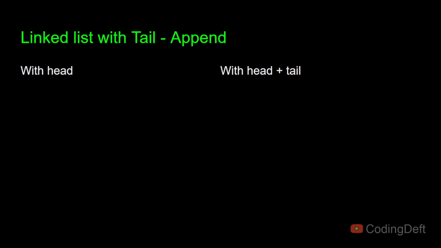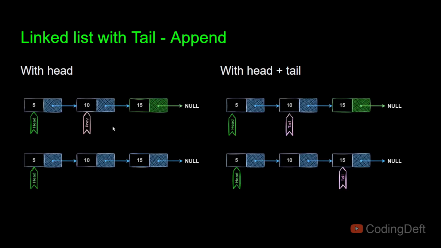And coming to append, this is where there is change. Here, while appending, we will traverse the entire list and find where the previous dot next is null. Then there we will insert the new node. But in case of tail, we will just do tail dot next is equal to the newly created node, and we will point tail to the newly created node. So this is where the advantage of linked list with the tail comes. You just insert with one operation, no need to traverse the entire linked list.